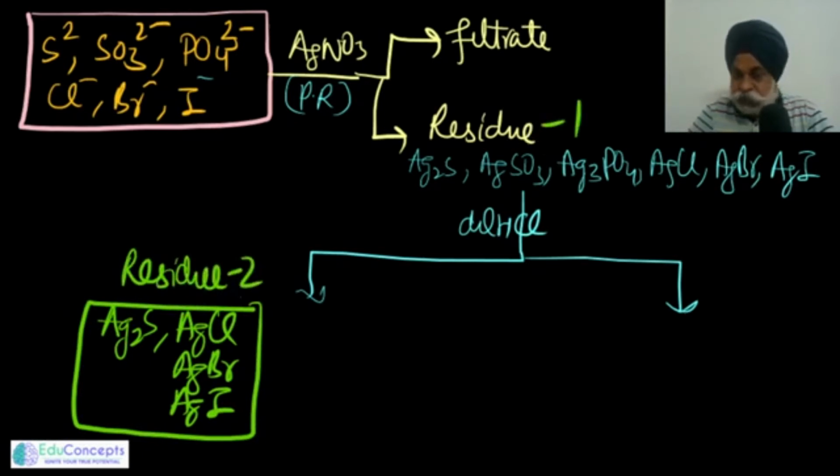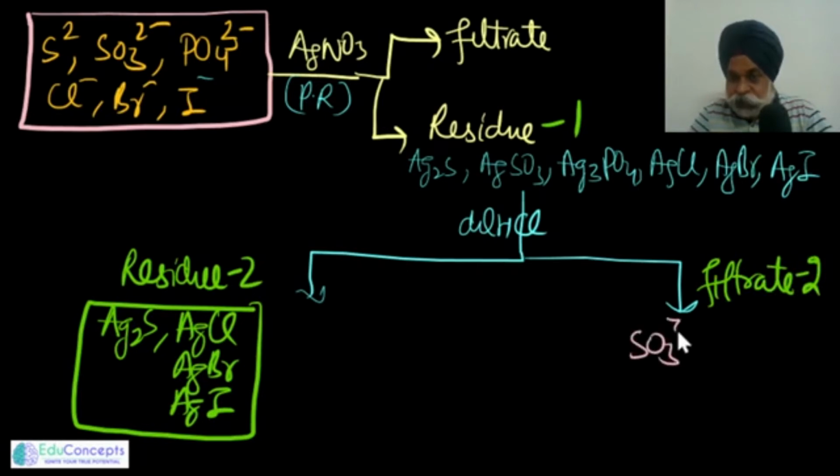This is residue number 1. And in the filtrate 2, what we shall be getting here is sulfite ion and phosphate ion. These two would be available here. Now what is the discussion about it?